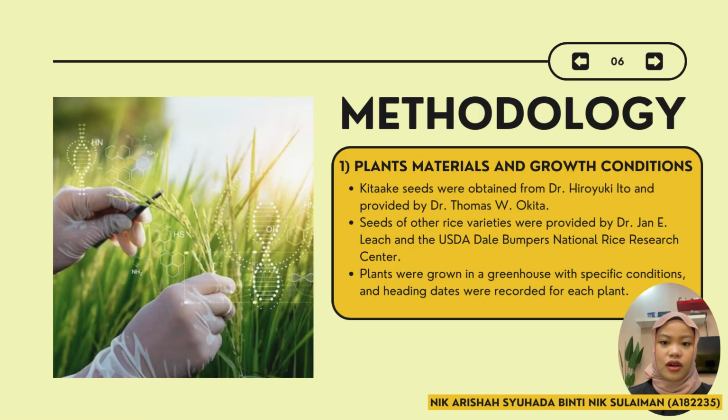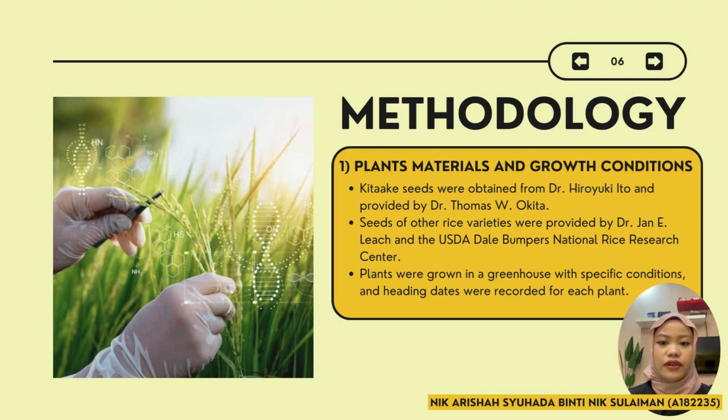The first method to conduct this study is to plant the seeds of KITAAKE and other rice varieties. The KITAAKE seeds were provided by Dr. Hiroyuki Ito and other rice seeds were provided by Dr. John E. Leach and the USDA Dale Bumpers National Rice Research Center. The seeds were germinated and grown in a greenhouse in Davis, California. The plants were planted in pots and each pot contained 3 plants.